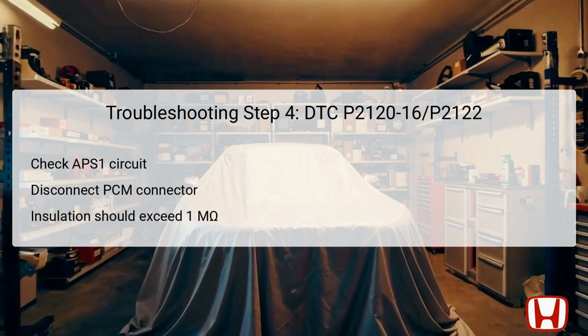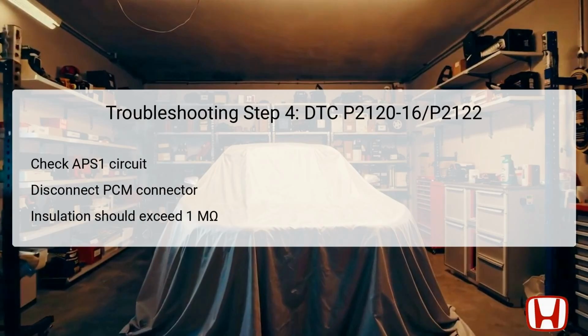As we continue troubleshooting DTC P2120-16, P2122, the focus shifts to inspecting the APS1 circuit. This circuit is vital as it conveys the APP sensor signal to the PCM. Similar to the previous steps, the PCM connector must remain disconnected during this inspection to avoid interference.